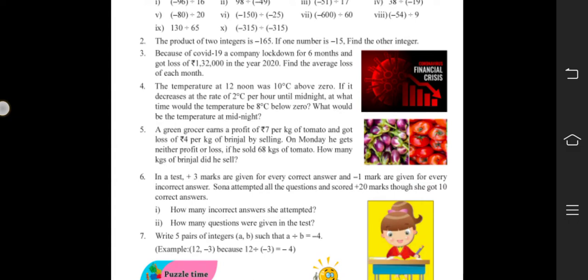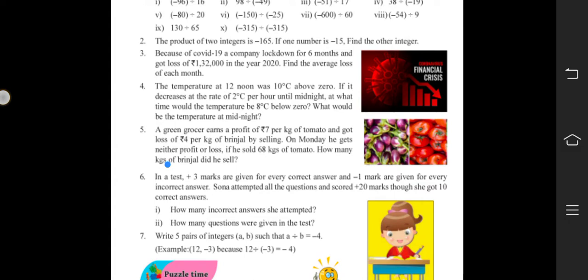And next, what is given? The temperature decreases per hour is equal to how much? 2 degrees centigrade. So decreases, here decreases means you should mention negative. That means minus 2 degrees centigrade.